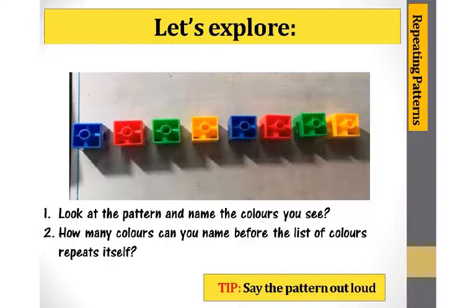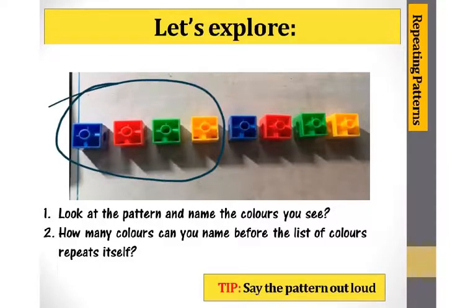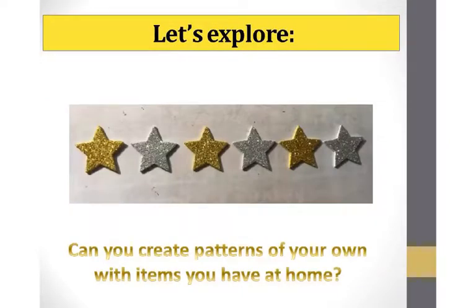And remember, the core is the list that repeats itself. And this pattern has a core of 4 colours. So the sequence that is repeating itself is blue, red, green, yellow. And you'll see then that is repeated here. Blue, red, green, yellow. So if I asked you to continue this with your cubes, it would be blue, red, green, yellow.